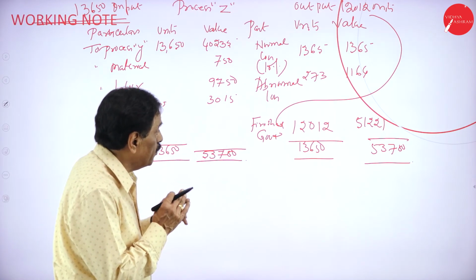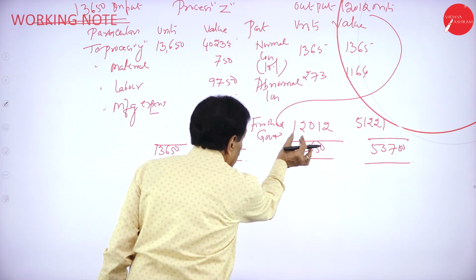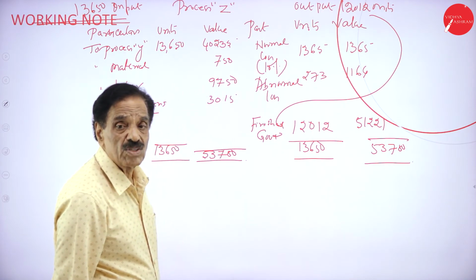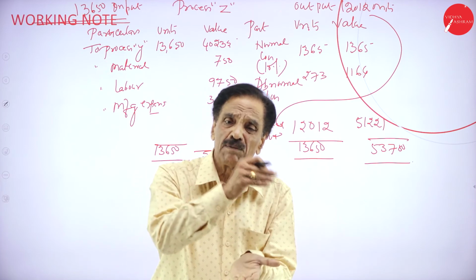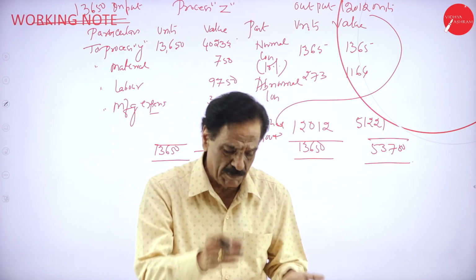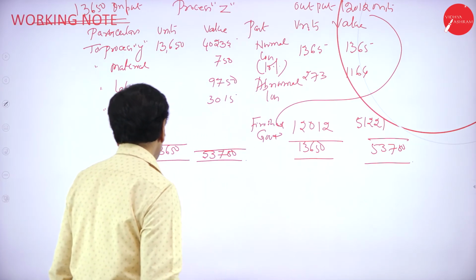You introduce how many units? 15,000 units. What's your arriving figure? 12,012. So all the processes are the same. You have to calculate normal loss or abnormal gain or normal gain, and by chance, cost per unit.